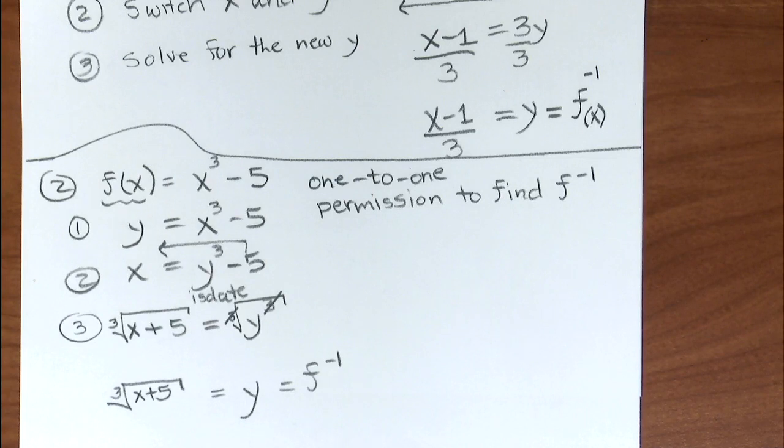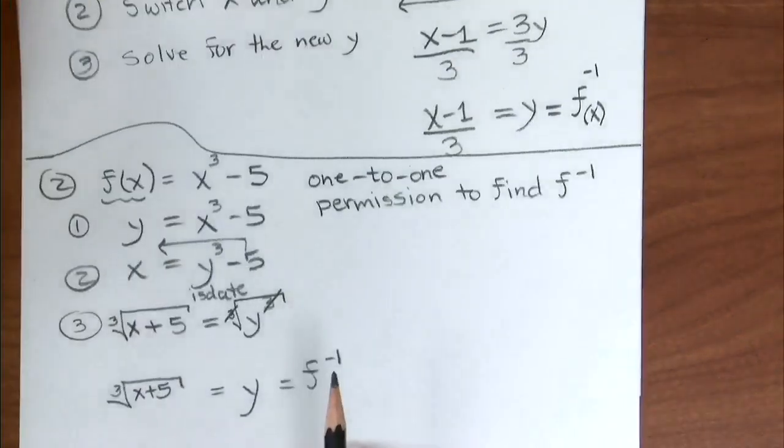Okay, all the opposite operations are happening once again. In the original problem, 5 was being subtracted from x, not being added. In the original problem, you were cubing something. Now you're cube rooting. So it's all the opposite inverse operations.